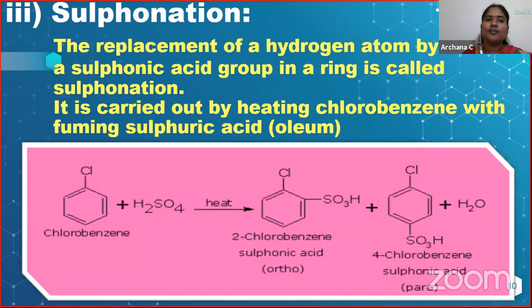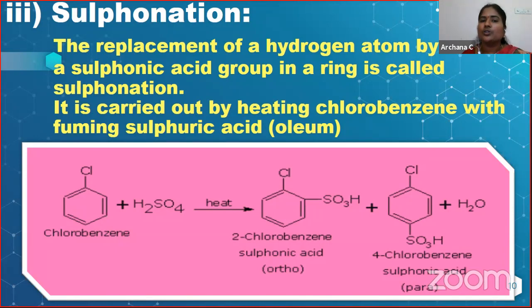Next one is sulphonation. So what is meant by sulphonation? See children, it is a replacement of a hydrogen atom by which group? Sulphonic acid group. So here the sulphonic acid group is acting as the electrophile, and it replaces the hydrogen atom in this haloarene. That is called sulphonation. What is meant by sulphonation? A replacement of a hydrogen atom by a sulphonic acid group in a ring is called sulphonation.